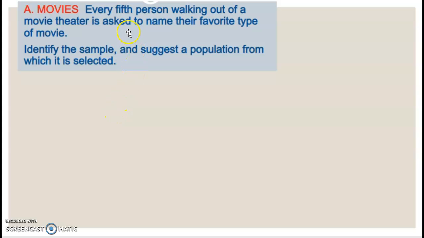All right. Every 5th person walking out of a movie theater is asked to name their favorite type of movie. The sample is every 5th person. So this goes back to what we were doing before. Every 5th person walking out of a movie. Suggest a population from which it is selected. Well, the population would be all moviegoers. Okay.